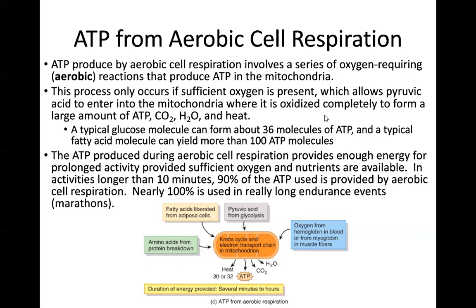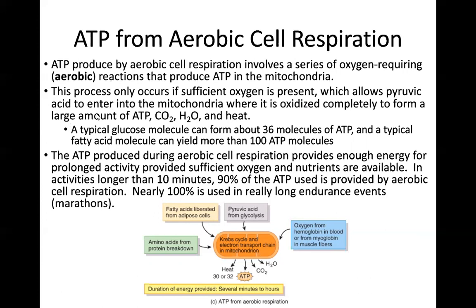We'll learn what that means later on in the semester, which ultimately produces a heck of a lot of ATP, but this is where the carbon dioxide that we breathe off comes from. We'll actually form a little bit of water and a lot of heat as well.